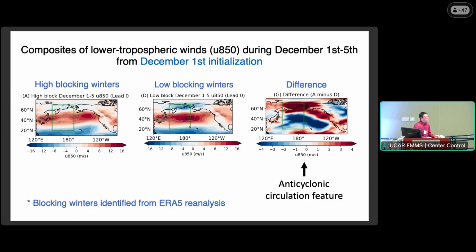To be specific on the first point, if we examine the composites of lower tropospheric winds for the first 5 days of December, from December 1st initialization during high blocking winters and low blocking winters, then their difference suggests that differences in intensity and the location of the low-level jet are well captured from December 1st initialization output, simulating this anticyclonic circulation feature in the background state.